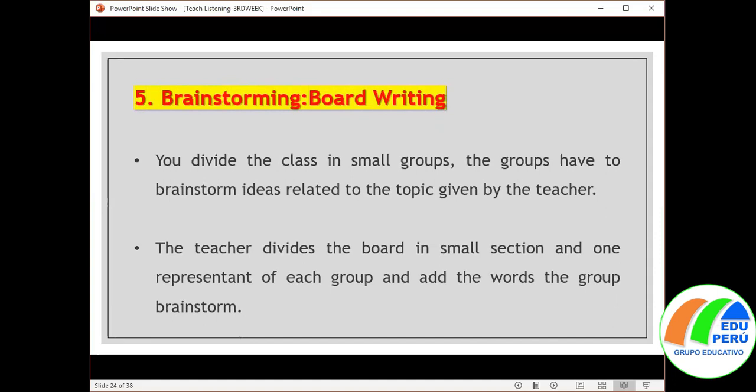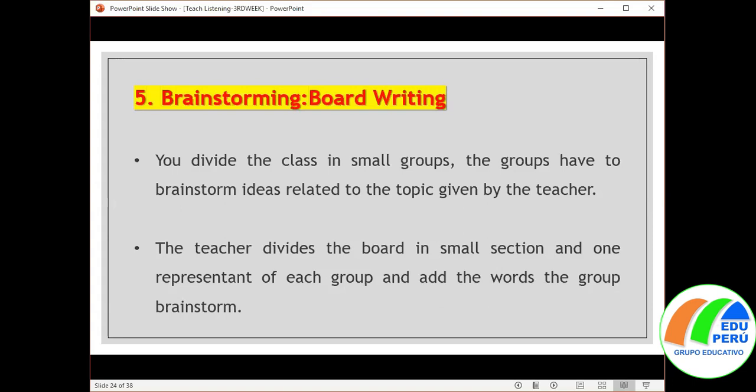So you divide the classroom in groups, and also divide the board according to the groups. One representative of each group is going to add words related to the topic. You can make it a contest, where the group which gives more words related to the topic wins. So this is another kind of brainstorming.